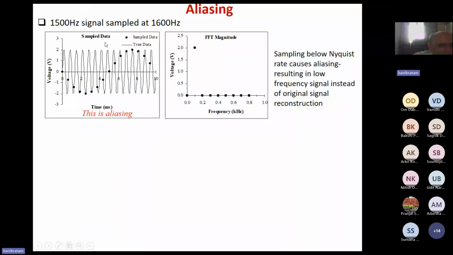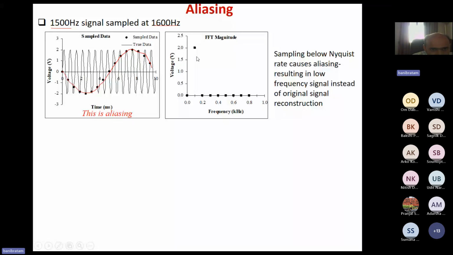To carry forward, suppose I am choosing 1500 Hz as my original signal and 1600 Hz as the sampling frequency. Here again I will be getting aliasing, because to avoid aliasing my sampling frequency should be at least 3000 Hz. If I join the dots, I am not getting the original frequency, because my original signal is a high frequency signal, and after joining the dots I am getting a low frequency signal.